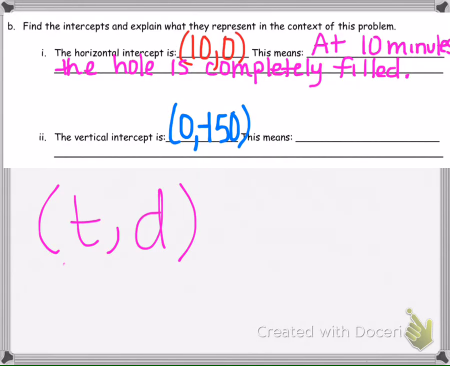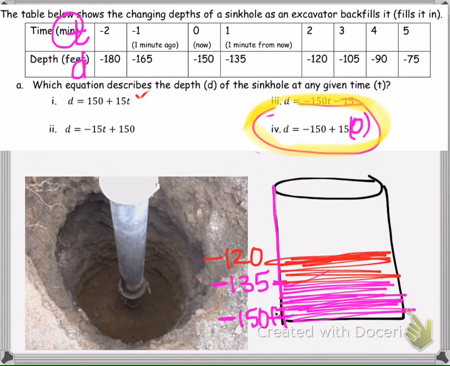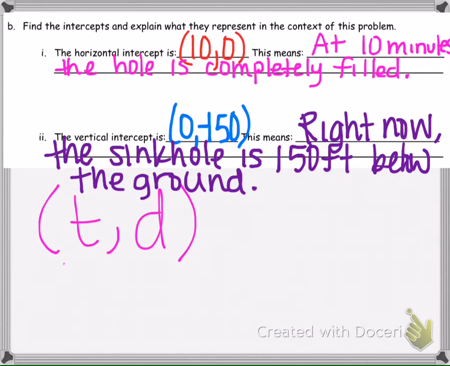Now we need to explain what that represents. And if we look here, it's this point right here. It's right now. So initially, when this sinkhole starts filling, it is 150 feet below the ground. So right now the sinkhole is 150 feet below the ground. Notice I didn't put negative 150 feet below the ground. The negative represents this. So I'm explaining what the negative represents by putting those words there.